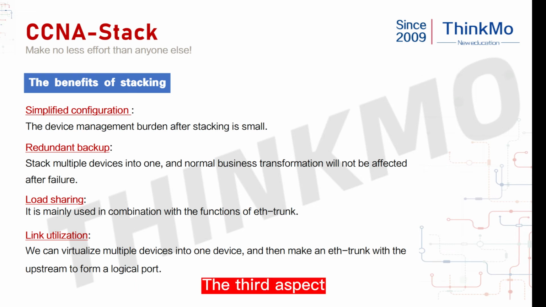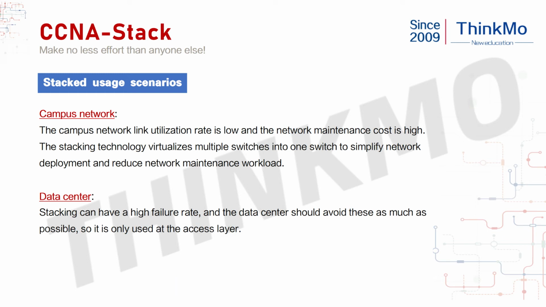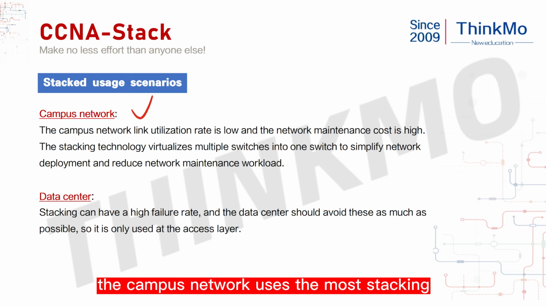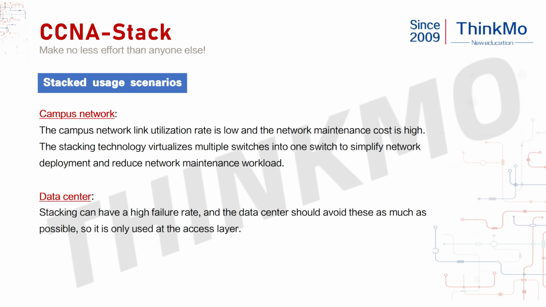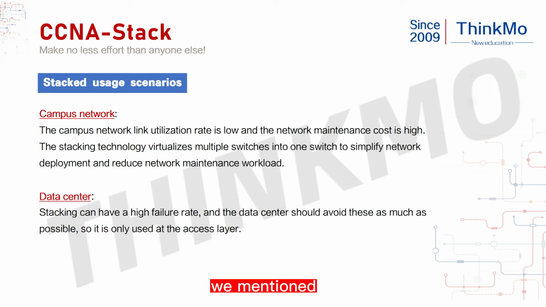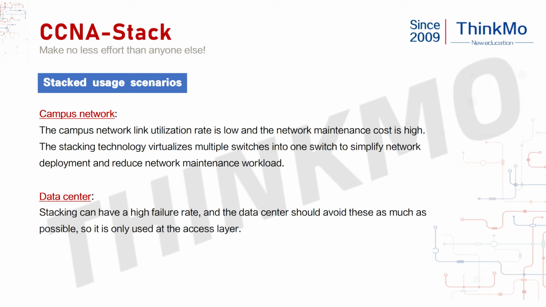The third aspect is the stacking usage scenario. It is mainly divided into two. The first is the campus network. The campus network uses stacking the most. For the campus network, stacking can be used at the access layer. We mentioned switching at the aggregation layer, and even some cores use it.